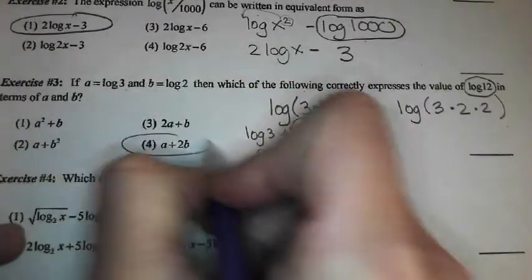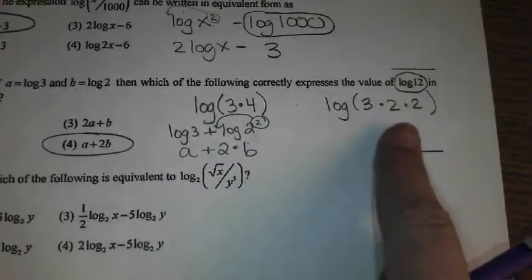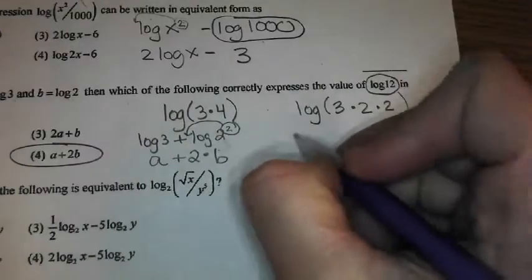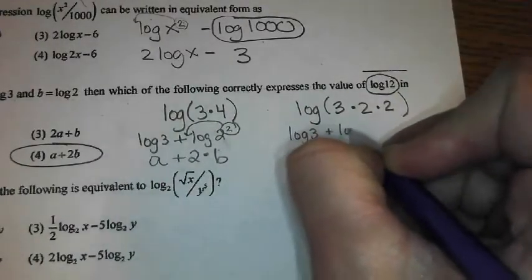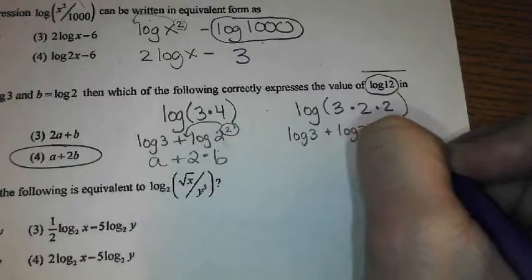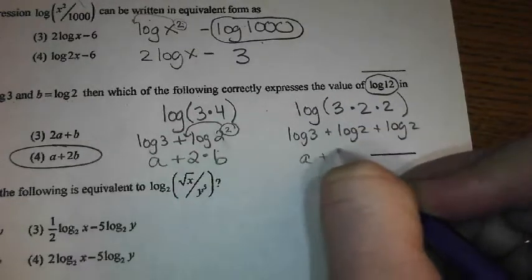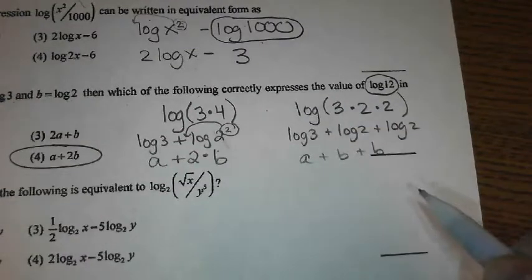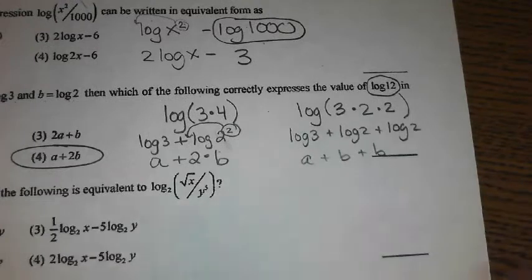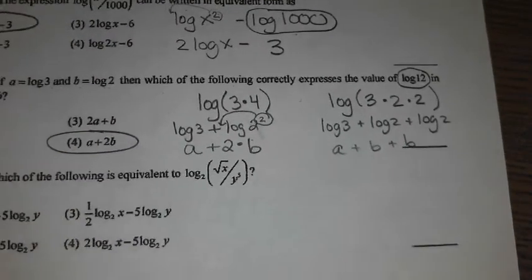Now, if you're Nathan and you did 3 times 2 times 2, you're just going to do log 3 plus log 2 plus log 2, which is going to be a plus b plus b. And isn't b plus b 2b anyway? Yeah, so you get the same answer? Okay, good. All right.